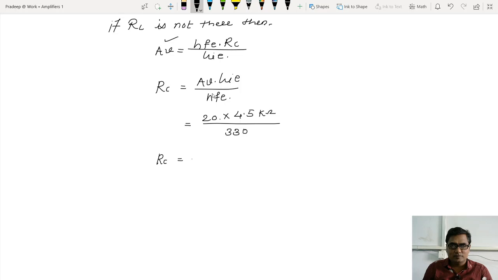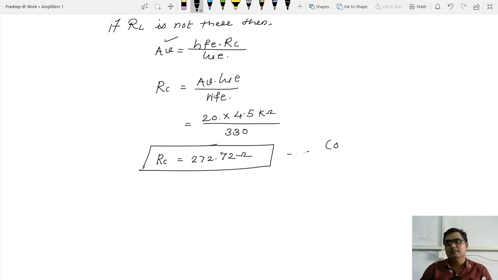The value comes around 272.72 ohm. See, we are calculating the value of resistor, so it must be ohm. Don't forget the unit, and this is what your collector resistor is. So at the time of a practical, you select RC equal to 280 ohm.